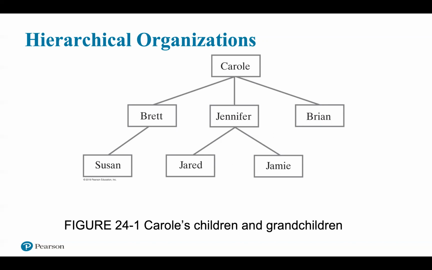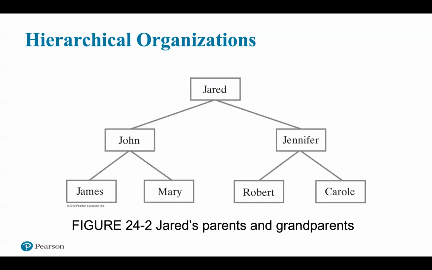Here's an example of a family tree, and so your relatives can be arranged hierarchically in more than one way. Figure 24.1 shows Carol's children and grandchildren. Her son Brett has one daughter, Susan. Carol's daughter Jennifer has two children, Jared and Jamie. And so that's all listed here. Using a different arrangement, figure 24.2 shows Jared's parents and grandparents. Jared's father is John and his mother is Jennifer. John's father and mother are James and Mary. Jennifer's parents are Robert and Carol.